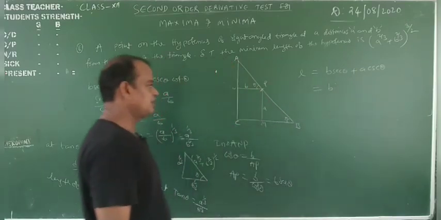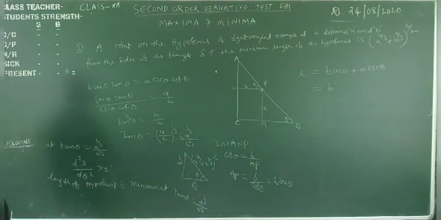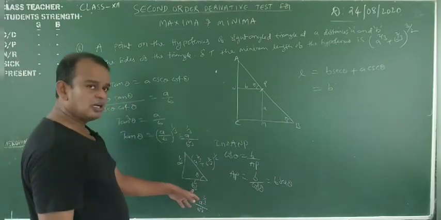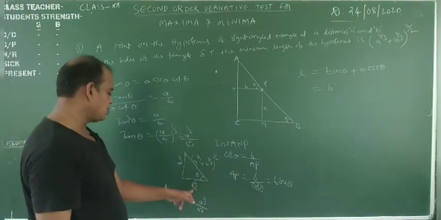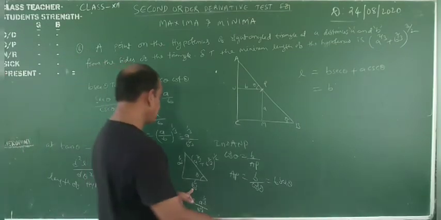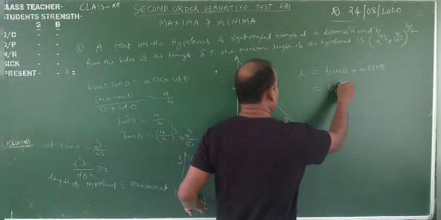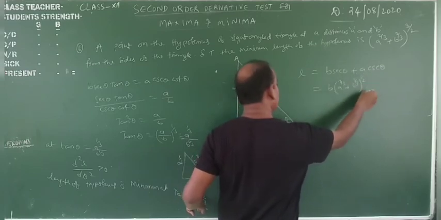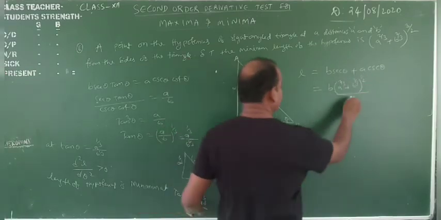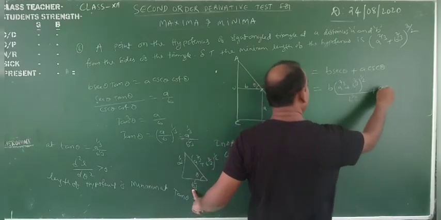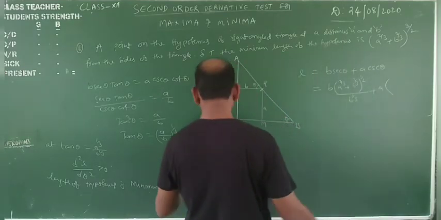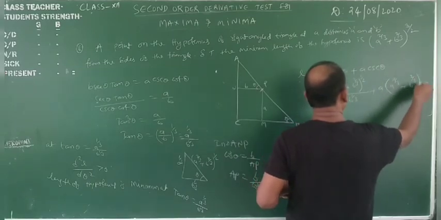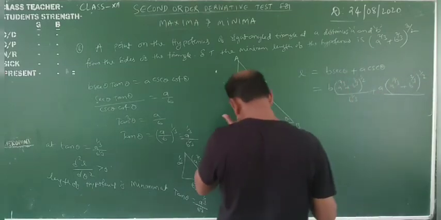What is the definition of secant theta? B secant theta plus A cosecant theta. From this diagram, cos theta definition is adjacent side by hypotenuse, so secant is hypotenuse by adjacent side. B into secant theta is A power 2 by 3 plus B power 2 by 3 whole power 1 by 2 by B power 1 by 3, plus A into cosecant theta, this one by this one: A power 2 by 3 plus B power 2 by 3 whole power 1 by 2 by A power 1 by 3.